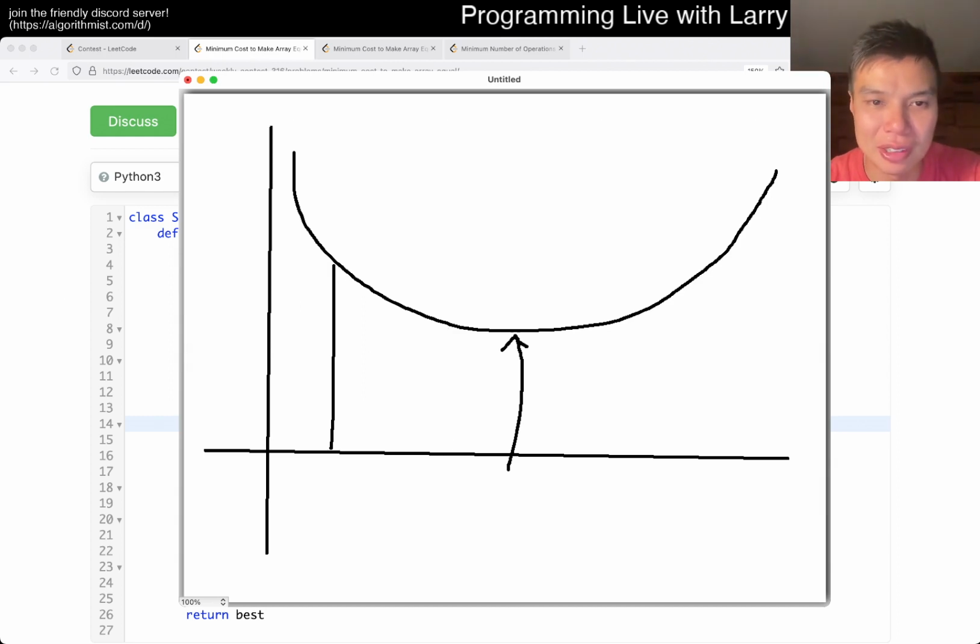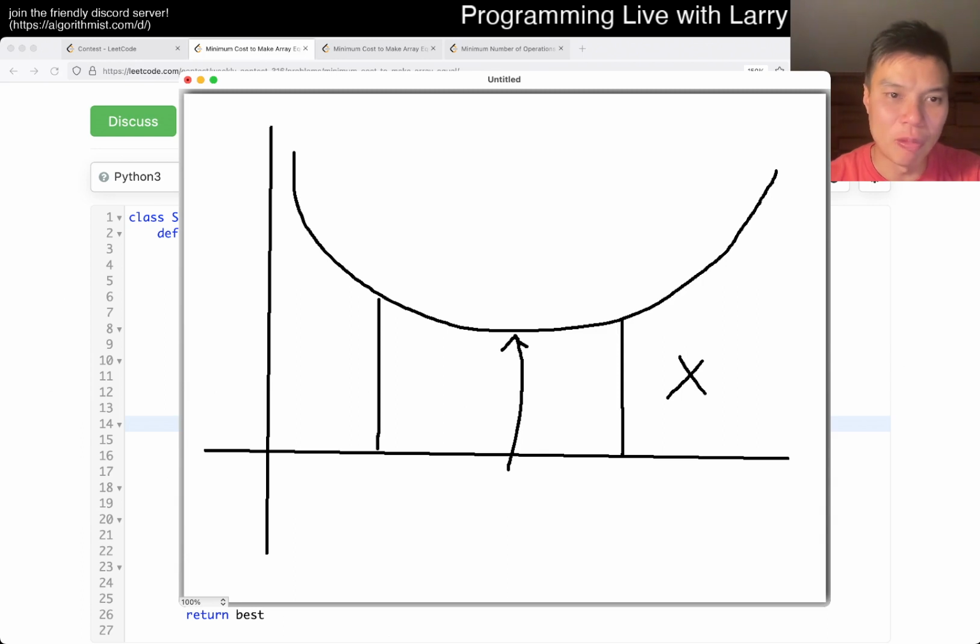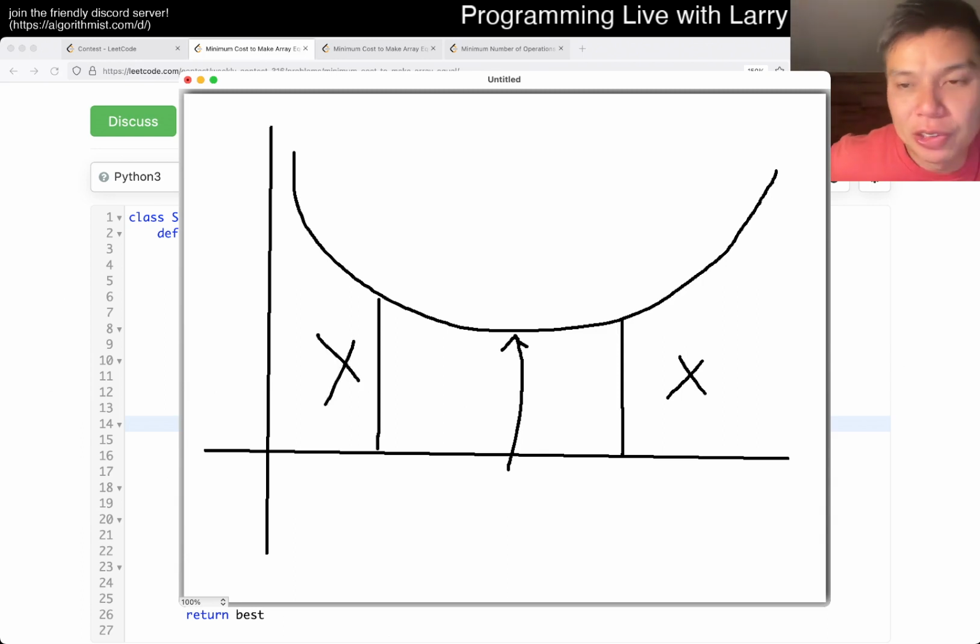And of course, the other way is that if it's on this side, then the slope will always draw you this way. So the only case where it's a little funky is here, but in this case, it's okay to remove either one. So that's basically the idea behind the ternary search.